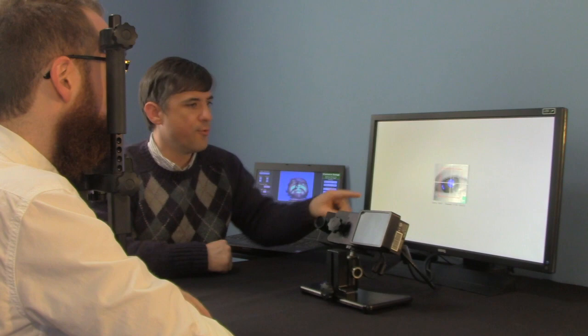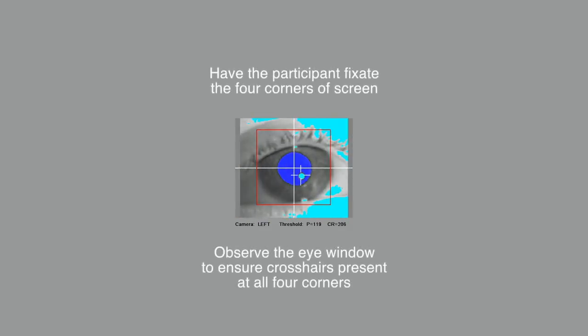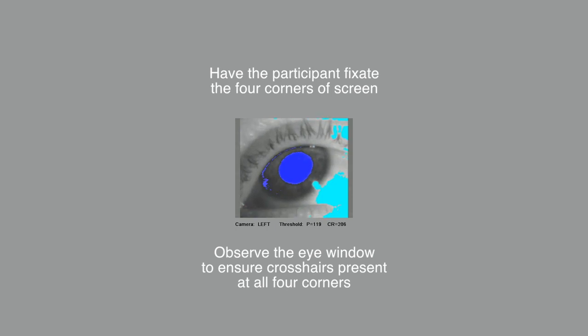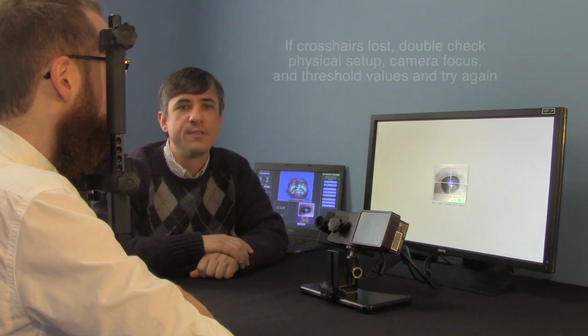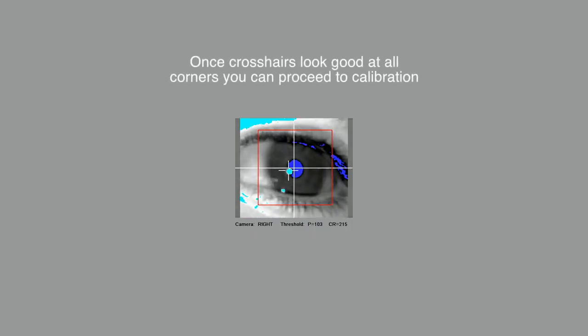A good way to make sure you won't have difficulty tracking is to have the participant fixate the four corners of the screen. If the pupil or CR is lost at any point, you can then double check your physical setup, camera focus, and threshold values, and then check the corners again. Once things look good, you can proceed to calibration.